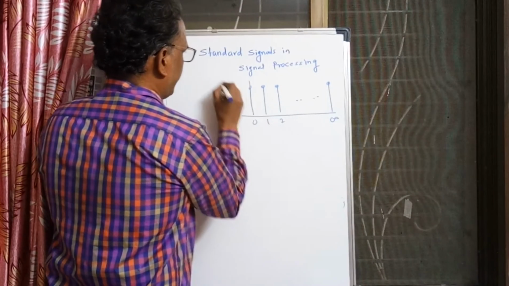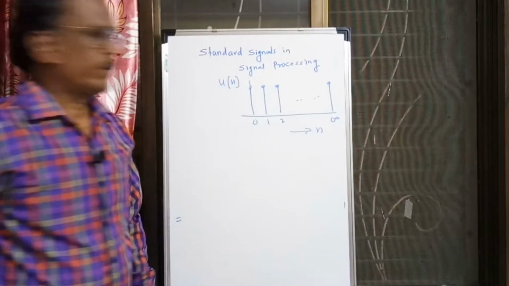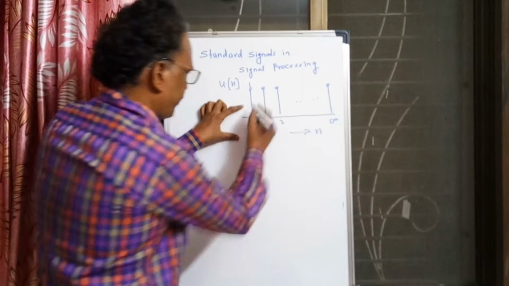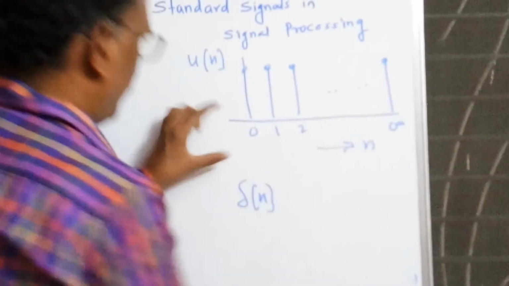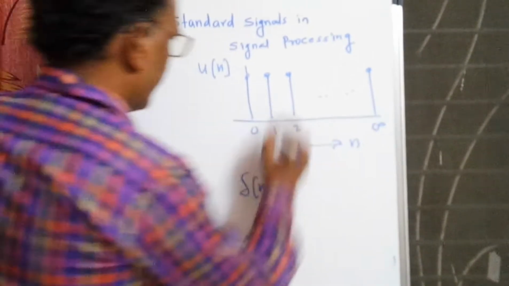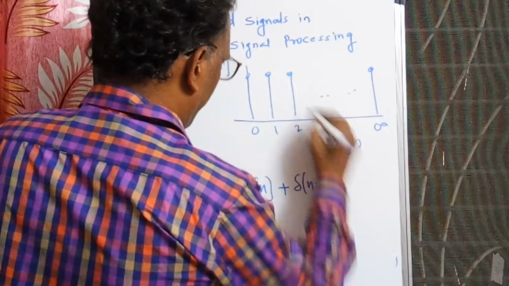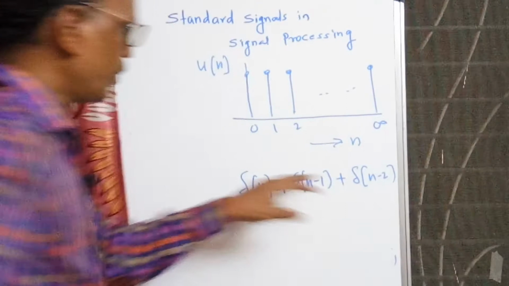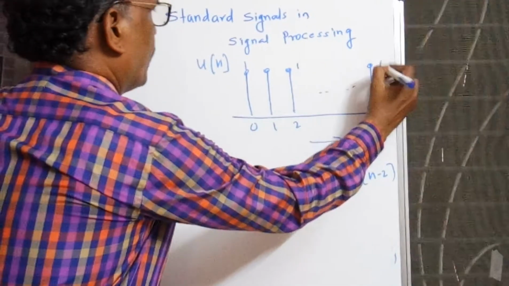So here it is, the unit step sequence u[n]. This is the definition of u[n]. Here the time index is n. The first sample is present at 0, which can be written as δ[n]. The sample present at 1 we can write as δ[n-1]. The sample present at 2 we can write as δ[n-2], because at n equal to 2 the value is 1. So everywhere the amplitude is 1.